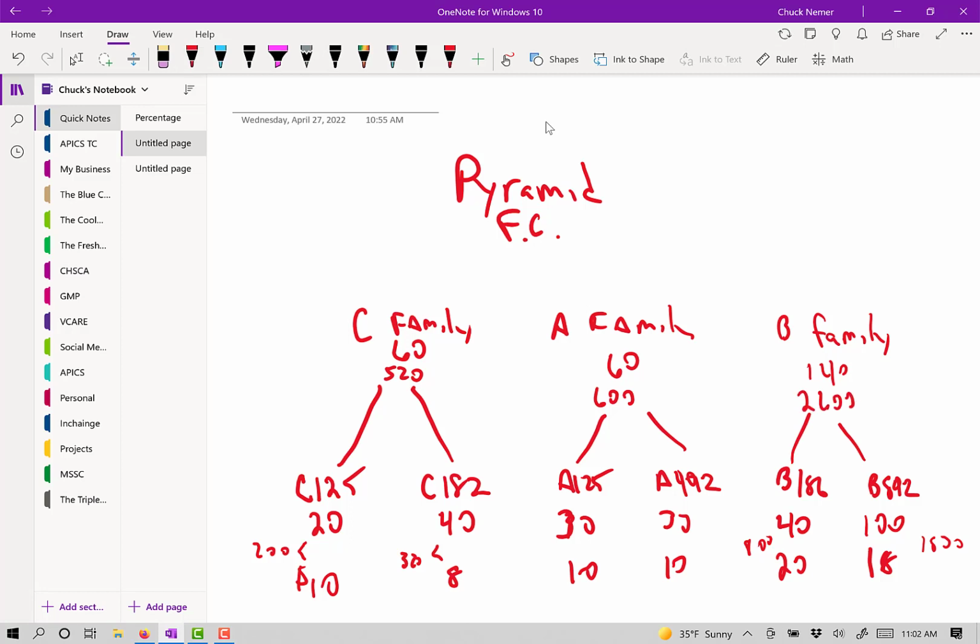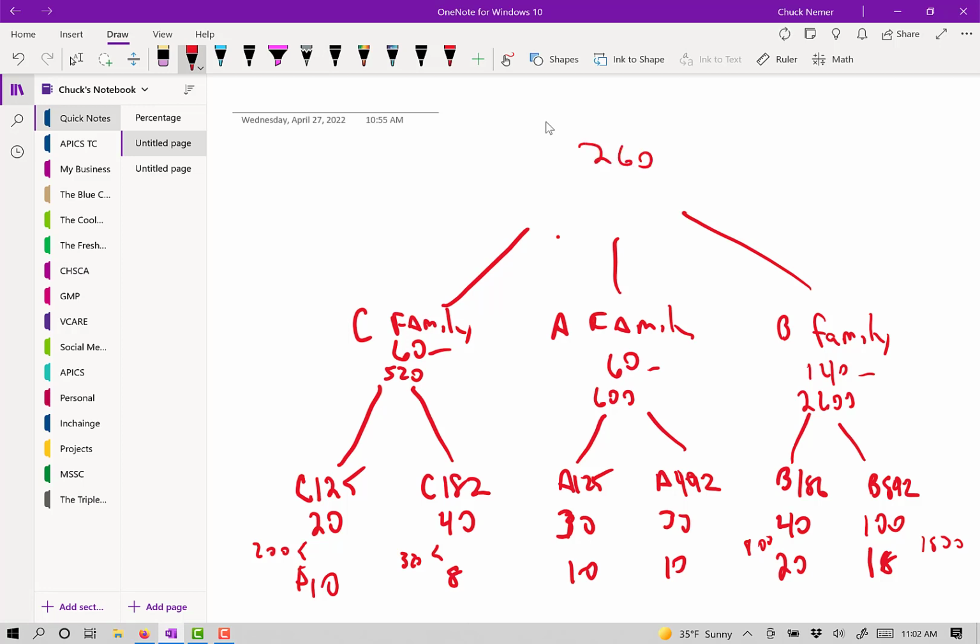And then those will roll up to the final number, which says in total for this business, we're going to sell 60 plus 60 plus 140, 260 total, for a total dollars of 520 plus 600 plus 2,600, which is $3,720. That $3,720 is the forecast, but we may adjust it to a different number in the business forecast.